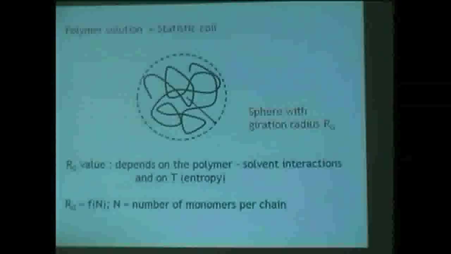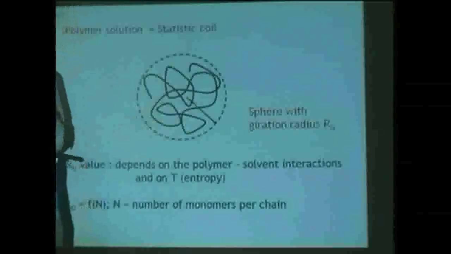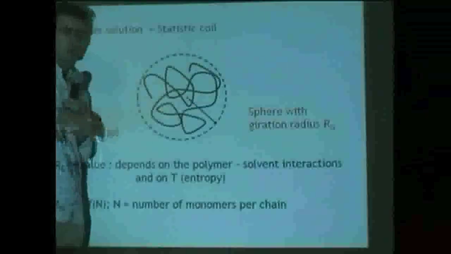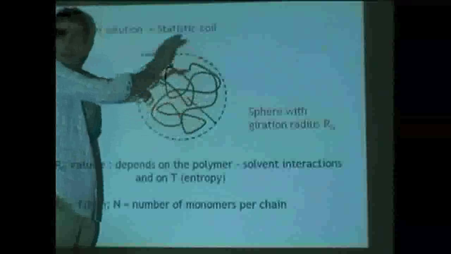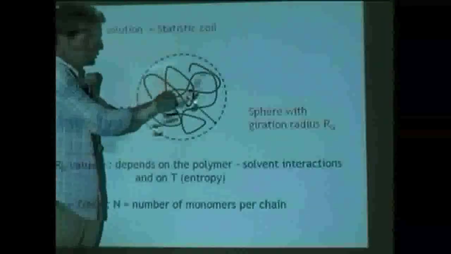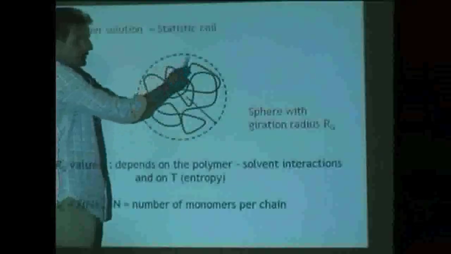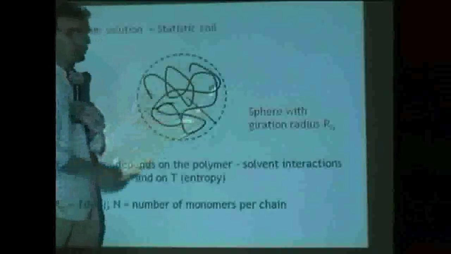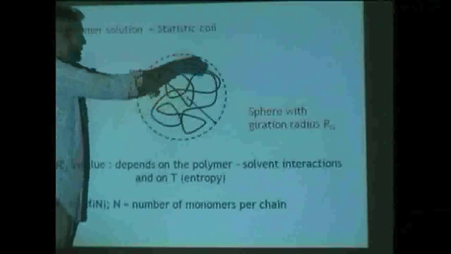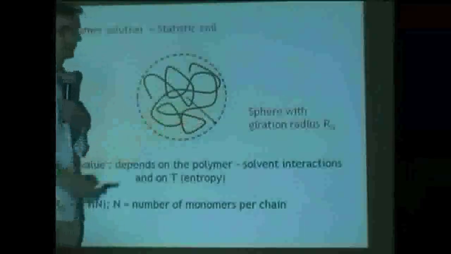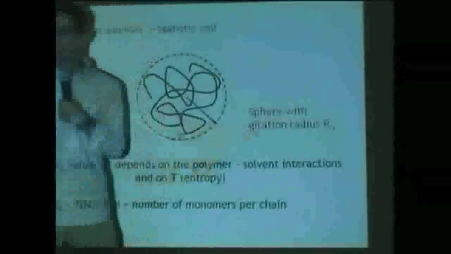And what happens is that the equilibrium situation depends on the quality of the solvent. And in many cases, the polymer will be organized as what we call a statistical coil. It means the polymer will have the shape of a sphere, and this polymer chain will be, on average, confined into this space that I wrote here as a dashed line, which we call a sphere of gyration. So on average, the polymer chain is contained inside this domain here. And this domain has a characteristic radius, a size here, and this size is what we call the gyration radius of the polymer chain.